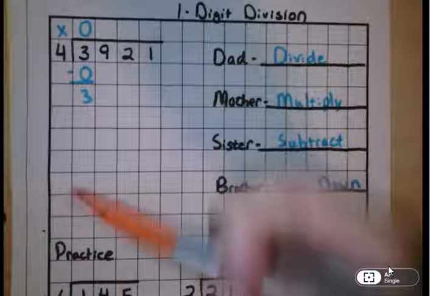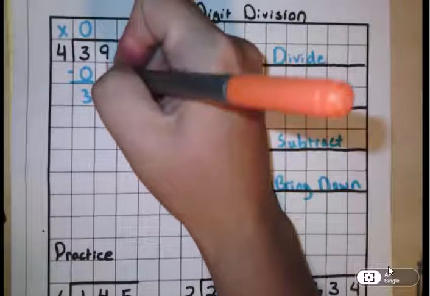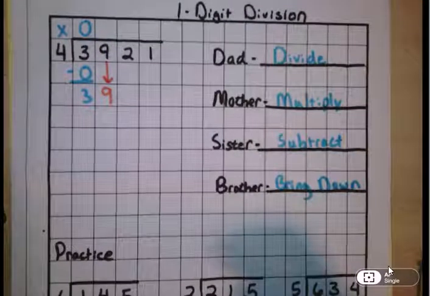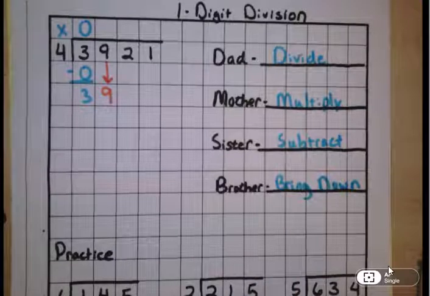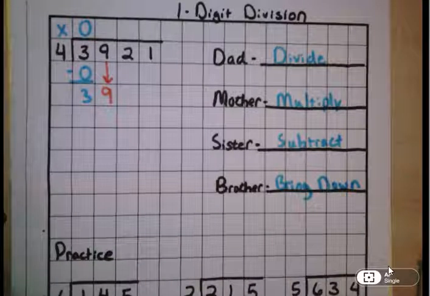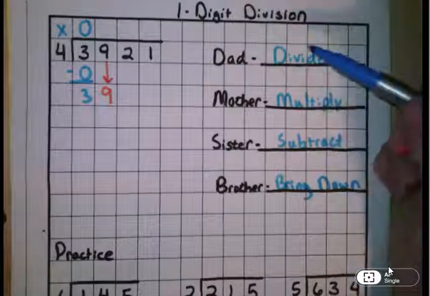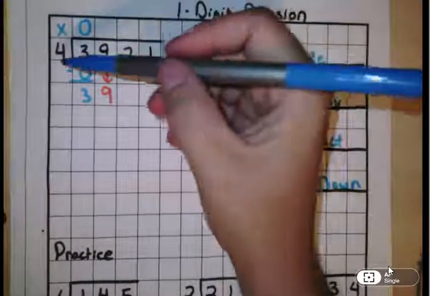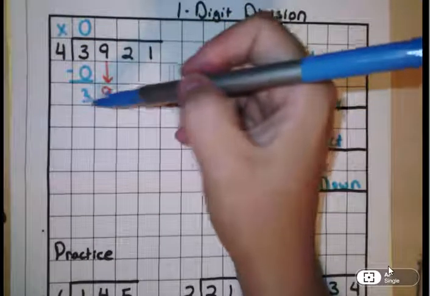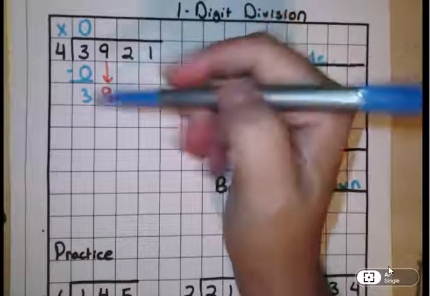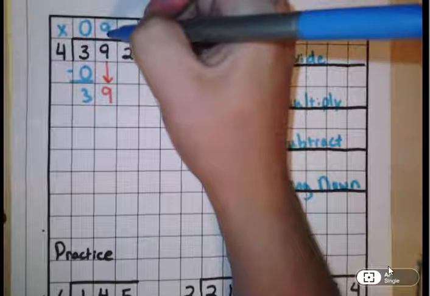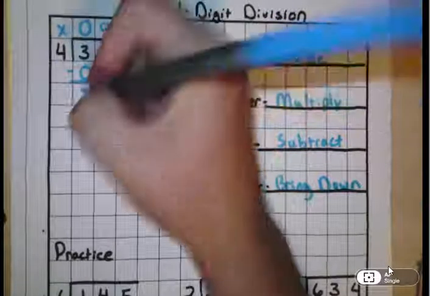Those are the steps. So I'm going to go ahead and bring down my 9. And I'm just going to do that in my second color so that you can see we brought down the 9, and now we have the number 39. So we come back up to the top again and we do our steps all over. Divide. That's where we say how many times does 4 go into 39. Well, I know that 9 times 4 is 36. So now we multiply. 9 times 4 is 36.